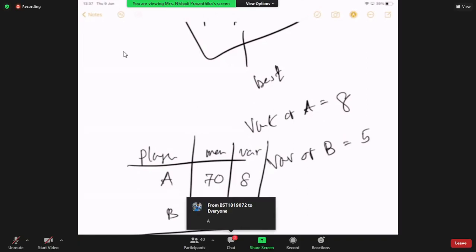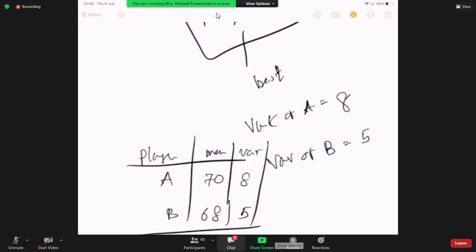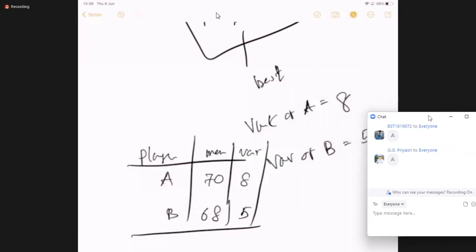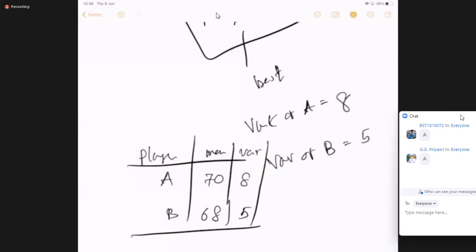I got another answer from Lakshan. He says A. What else? Other students? Please tell me, students. Without knowing your answers, I cannot go forward. One is again saying B and A. Most of you are saying player A is good or better.